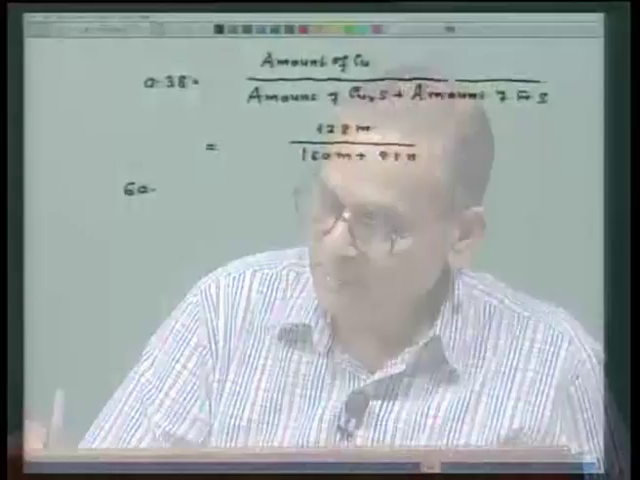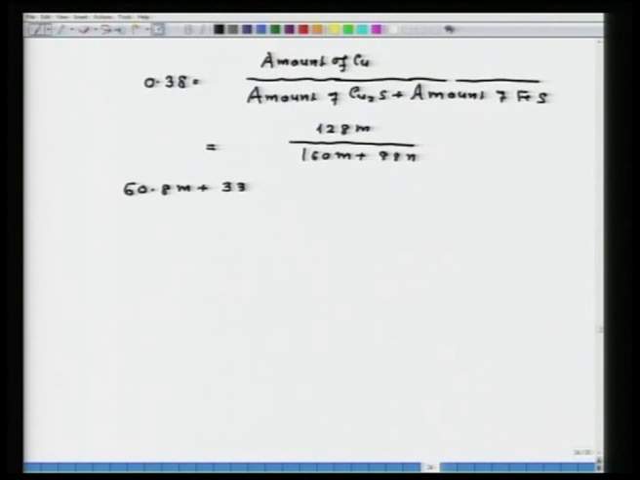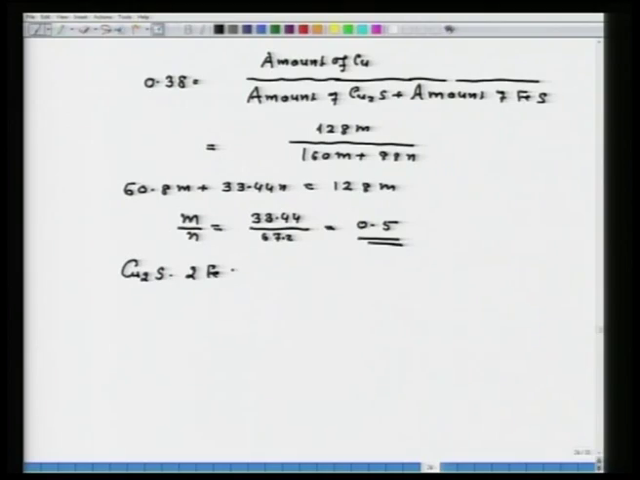So, if you solve this equation, you will be getting, for example, 60.8 m plus 33.44 n, that will be equal to 128 m. Now, here you can calculate the ratio of m to n, that is equal to 33.44 upon 67.2, that is equal to 0.5. So, that means you have the composition Cu2S into 2FeS. So, that is what the composition of matte is. However, in the ratio of m to n, say for example, 2 Cu2S 4 FeS, or 4 Cu2S 8 FeS, whatever the composition, in all the compositions where the ratio of m by n is 0.5, the grade of matte will be 0.38.